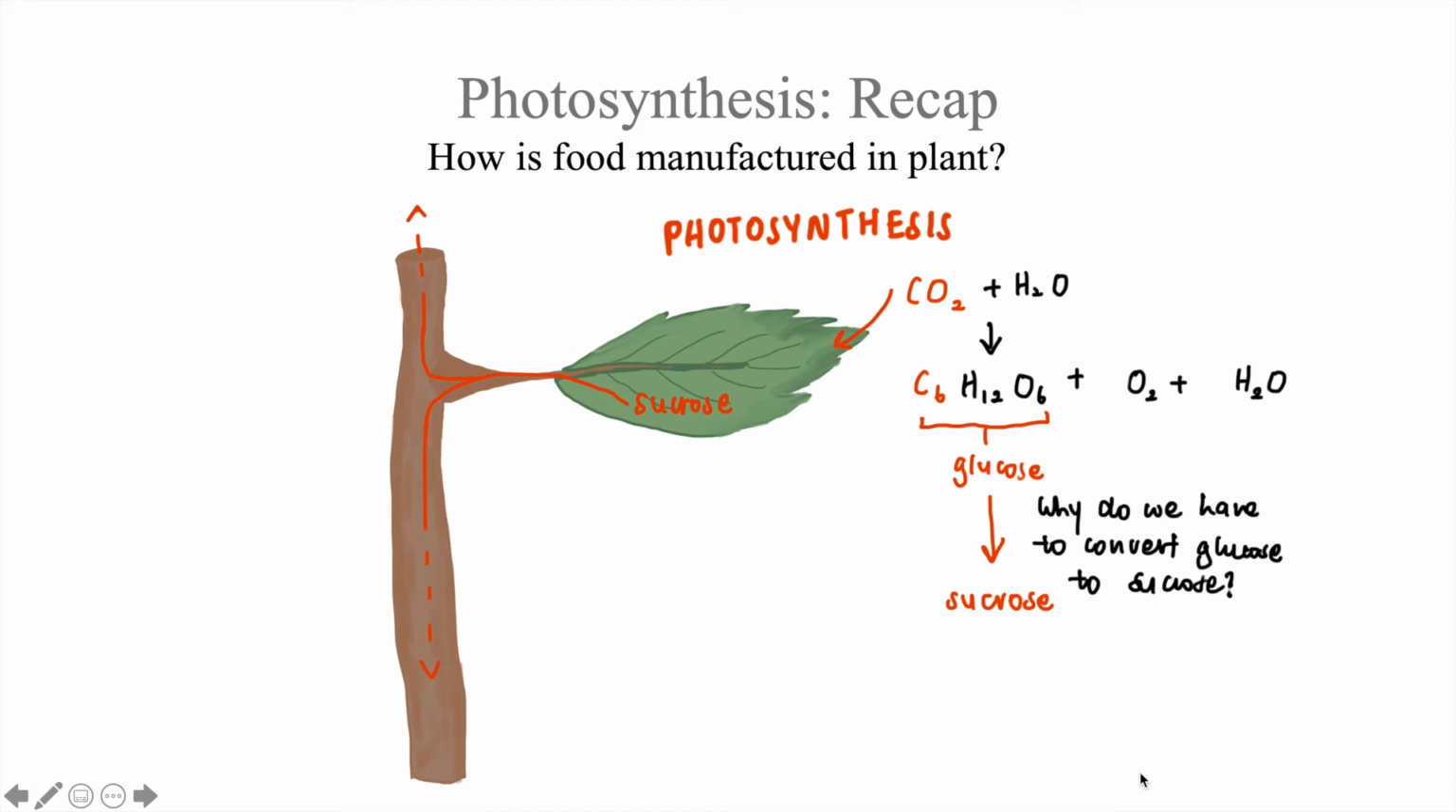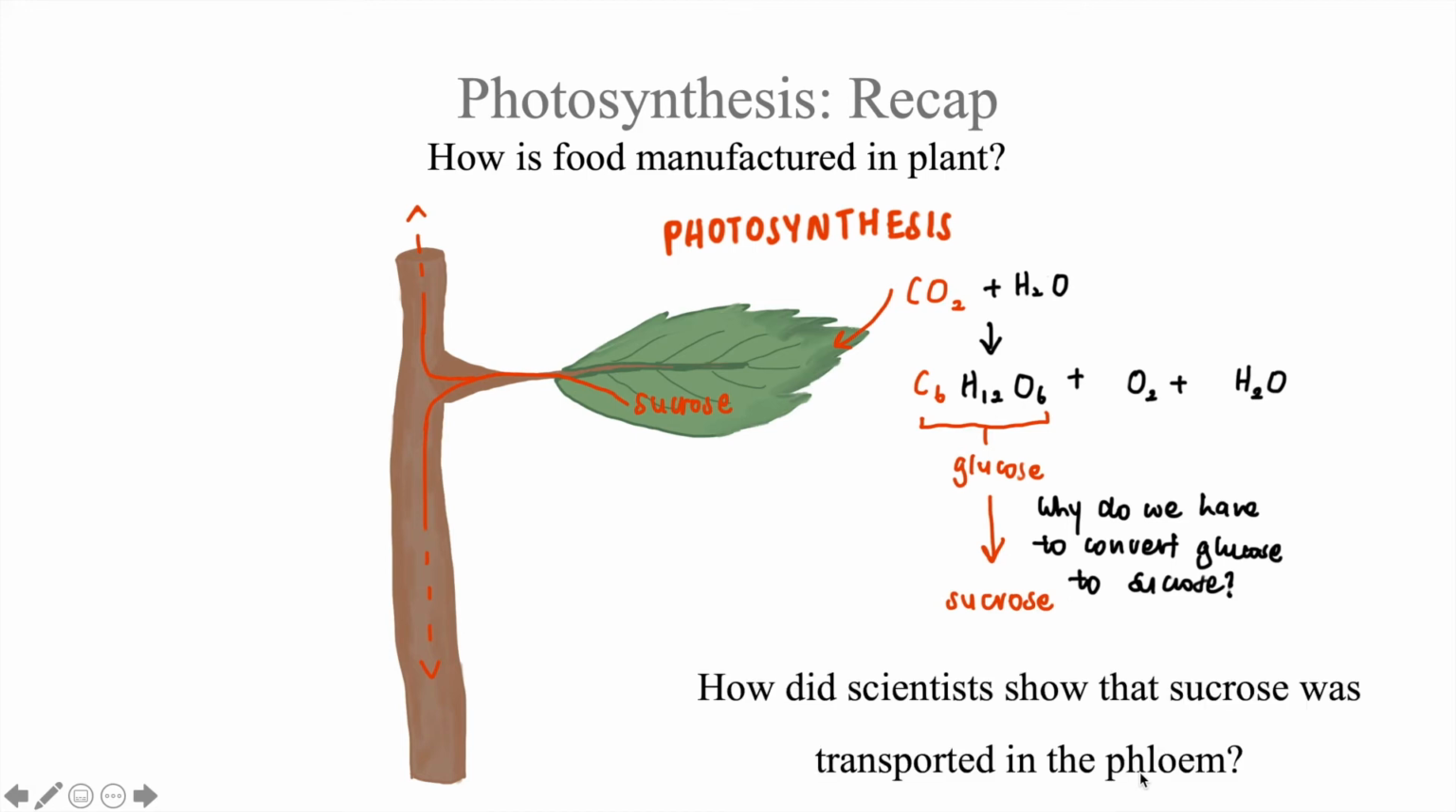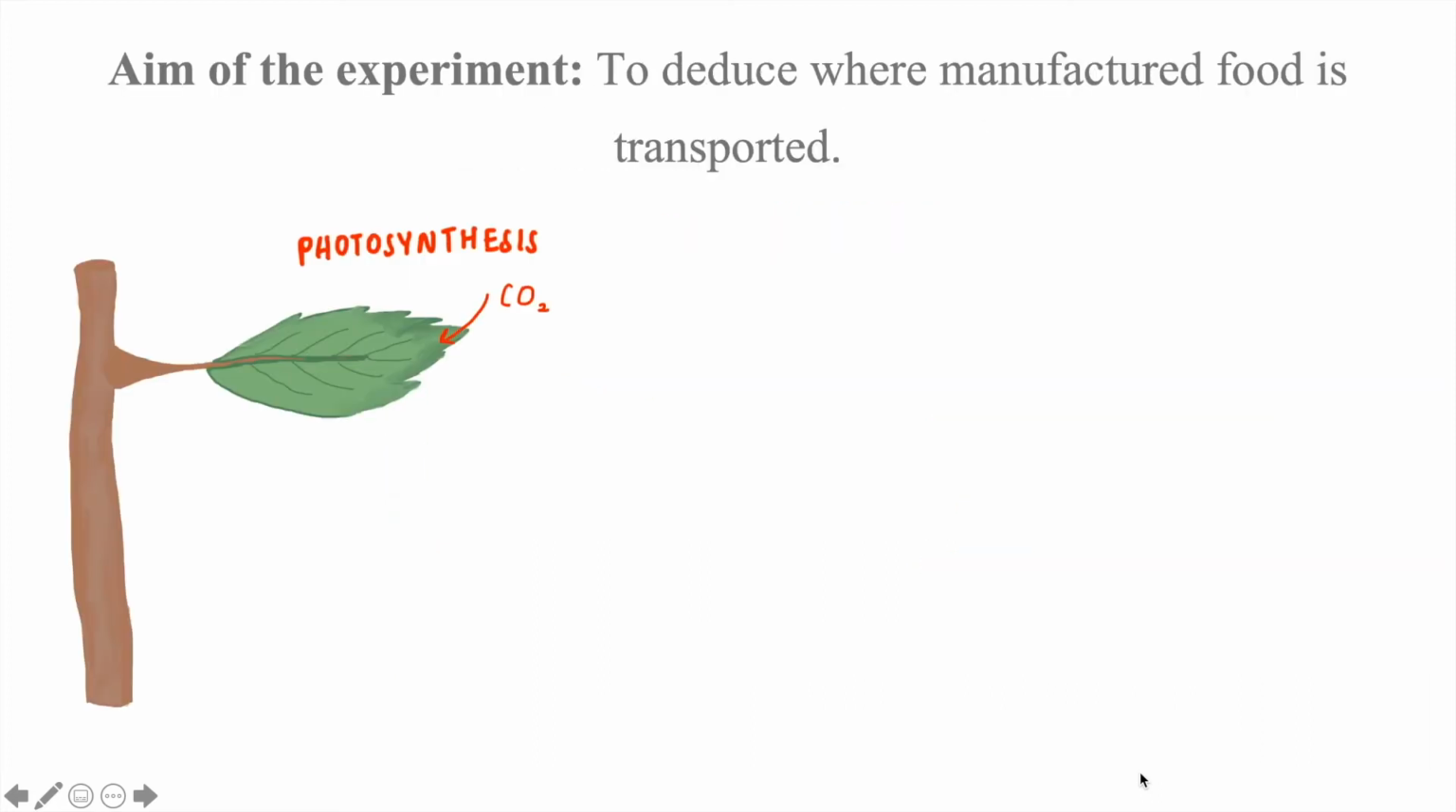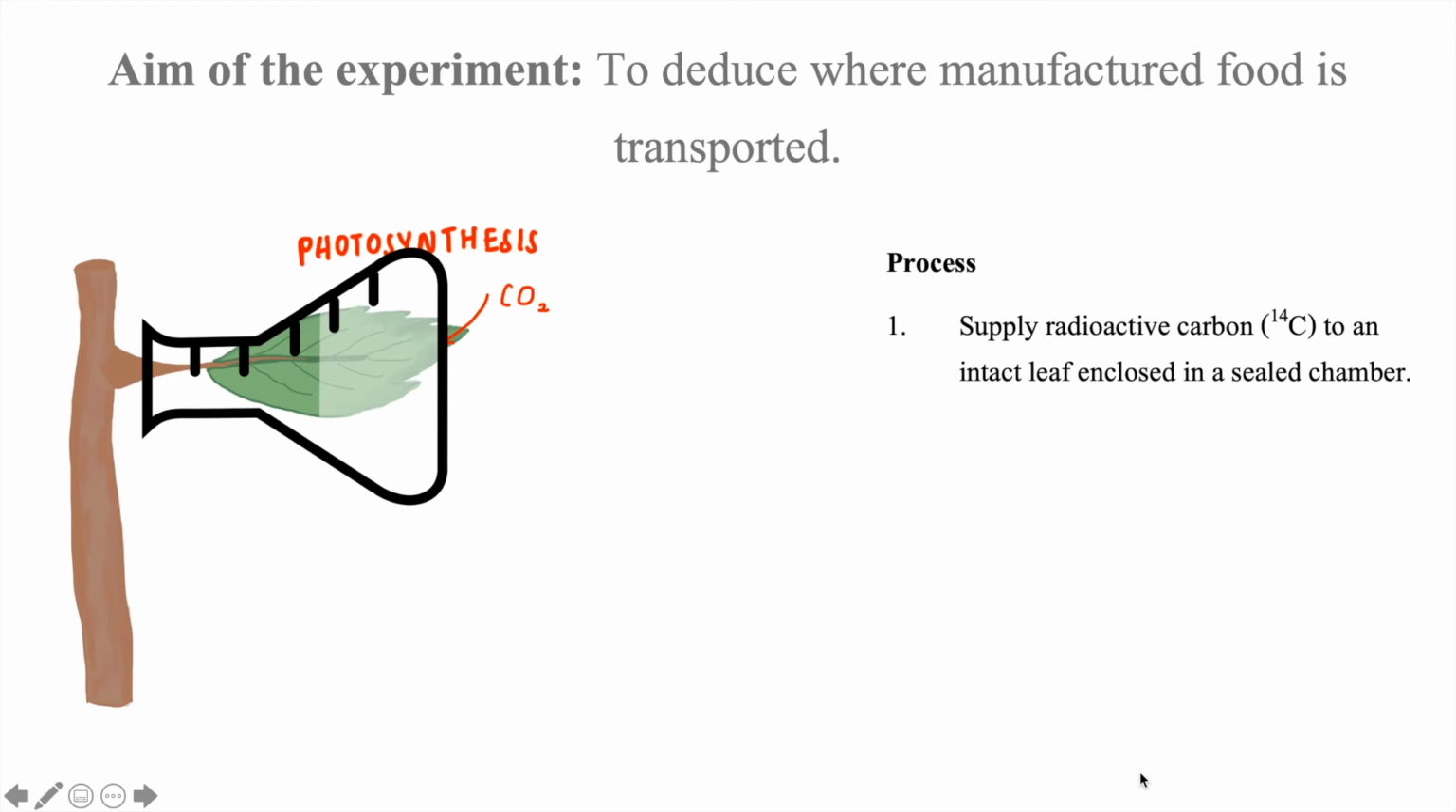However, how did scientists in the 20th century know that it was transported in the phloem? That is through radioactive labeling. The first step is to supply radioactive carbon to an intact leaf enclosed in a sealed chamber. Instead of using the normal carbon-12 for its molecular weight, carbon-14 is used, which is radioactive.